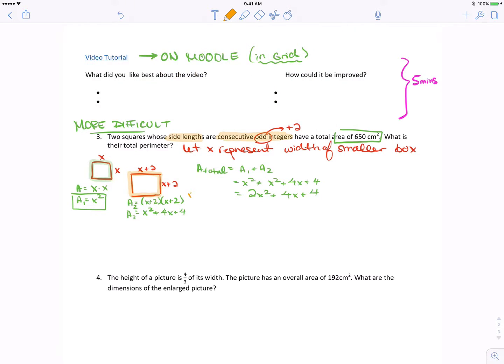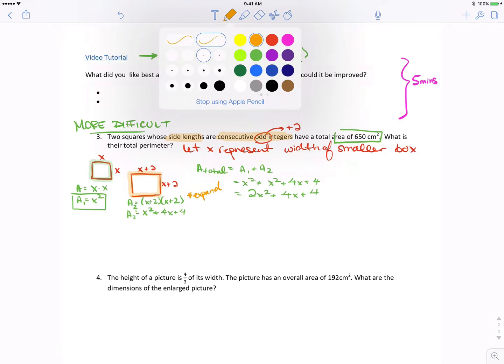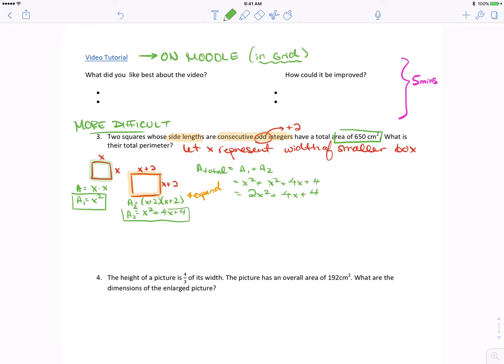And here you're always going to want to expand, which is why we write it as x squared plus 4x plus 4. I have my two areas, and I understand that the total area will be the sum of both. So I now have x squared plus 4x plus 4, and combine those two. Now here's where you use the problem. It says the total area is 650. So we set this equal to 650. And we're going to move it over, meaning subtract 650 from both sides to get all of my terms on the same side. And when I do that, I get negative 646.